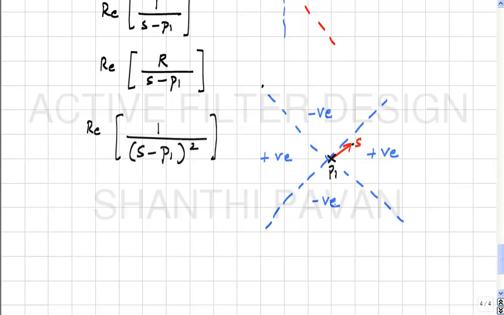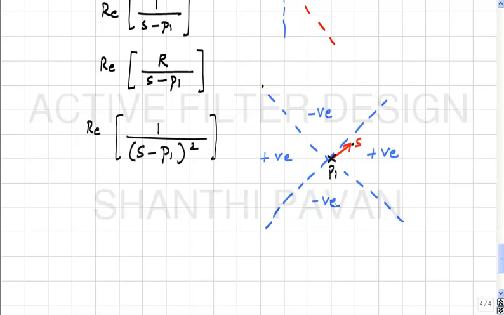The real part being positive or negative is simply saying whether the angle of 1 by S minus P1 the whole square is smaller than 90 degrees or in between 90 and 270. If the magnitude of the angle is greater than 90 degrees, then the real part is negative. If the magnitude is less than 90 degrees, the real part is positive. Okay. So, how many of you are able to see this?